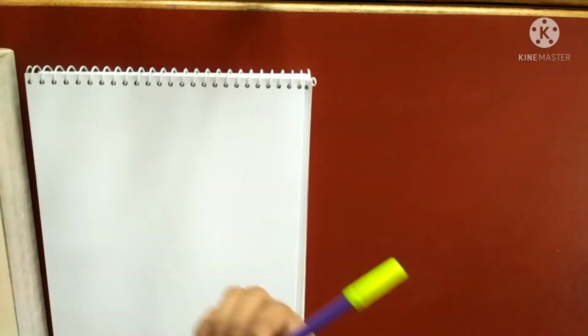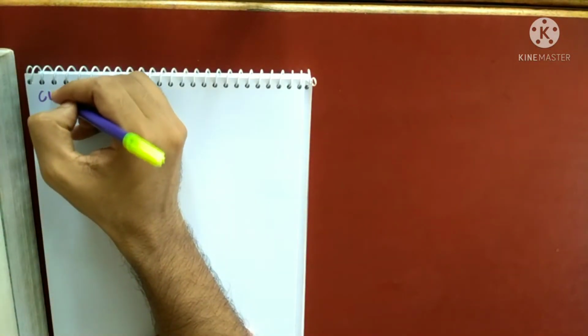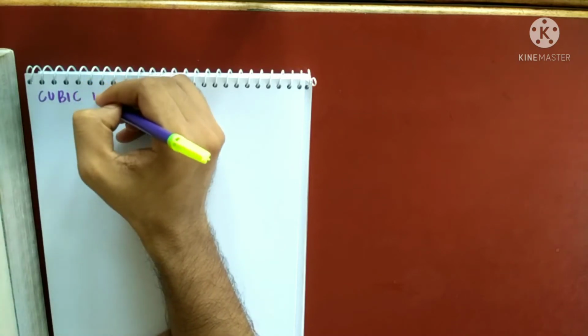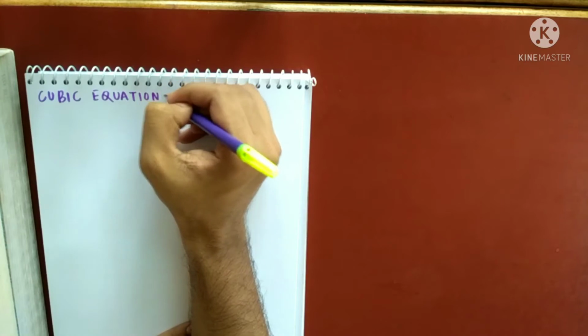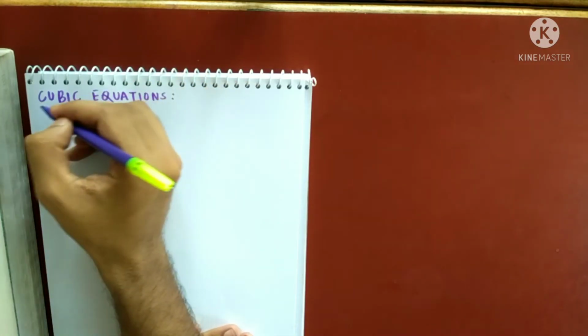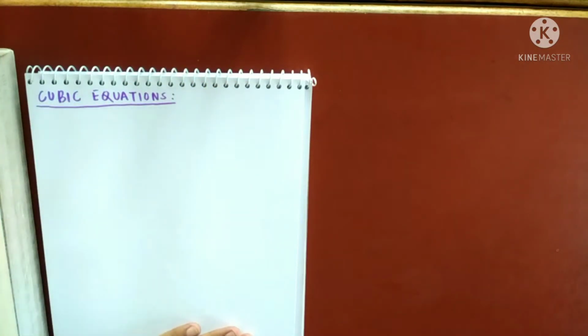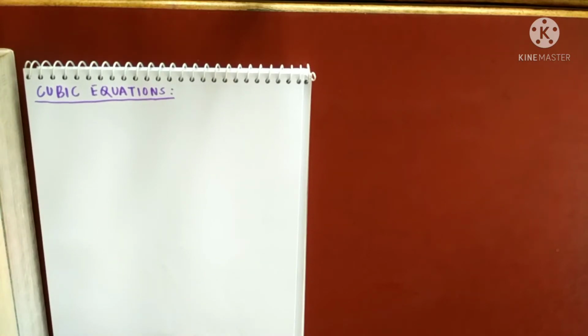Okay, so let me very quickly give you the concept of cubic equations. Now our target is to solve some special types of cubic equations. We will not solve all kinds of cubic equations. We will consider cubic equations whose coefficients are the binomial coefficients along with some other coefficients.